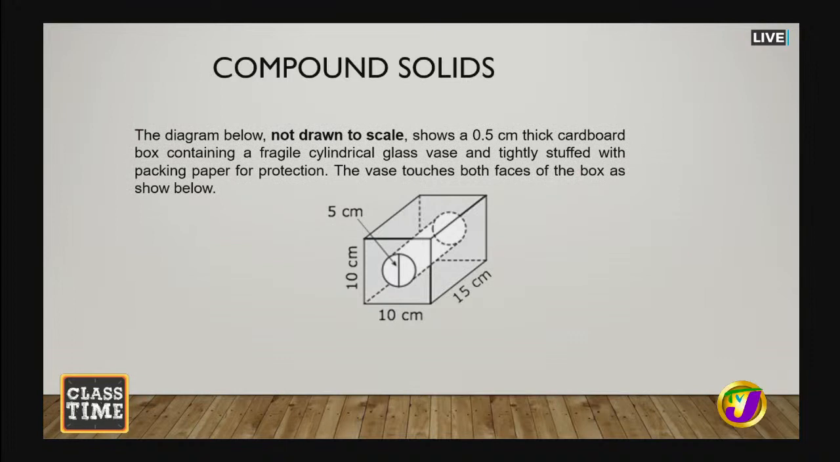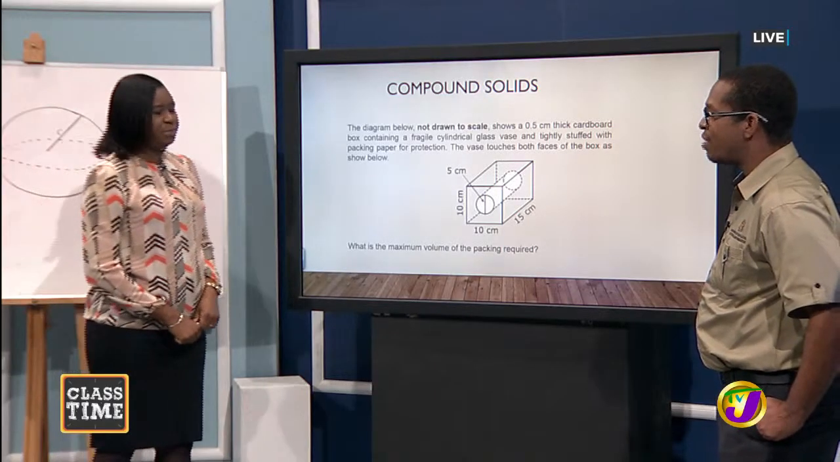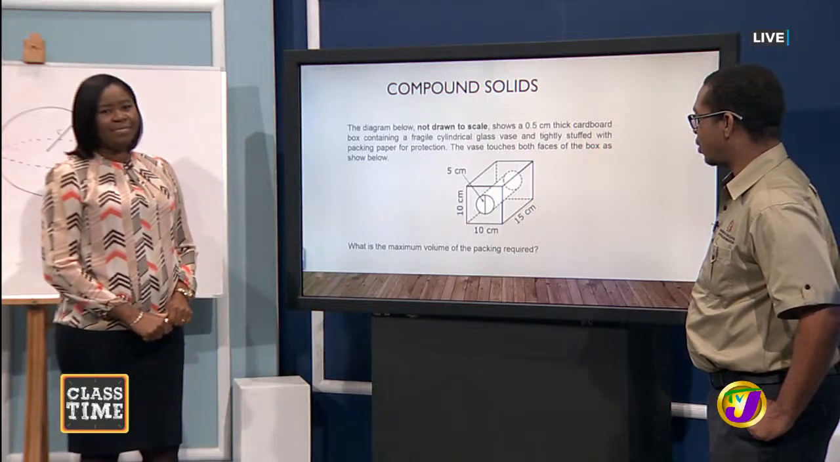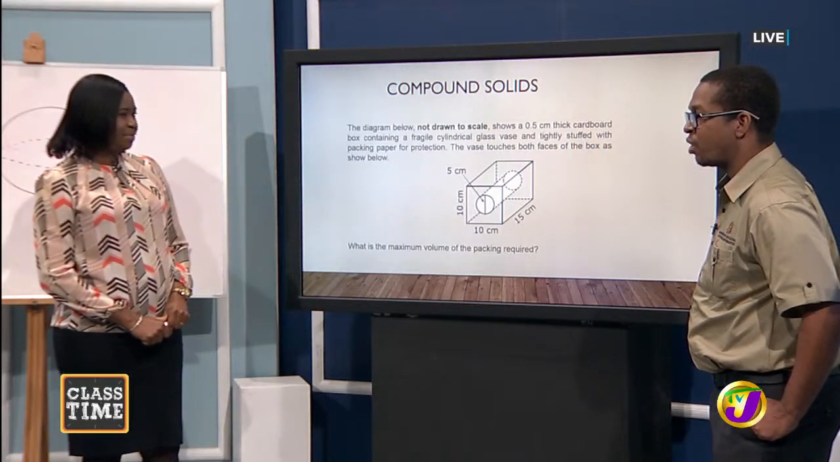The diagram below, not drawn to scale, shows a 0.5 centimeter thick cardboard box containing a fragile cylindrical glass vase and tightly stuffed with packing paper for protection. The vase touches both faces of the box as shown below. And we want to find the maximum volume of the packing paper that is going to be required.